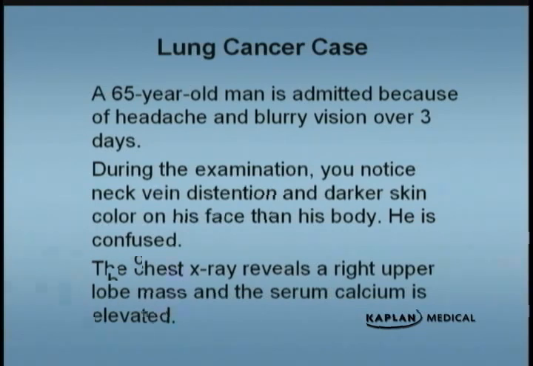So a couple things you have to think about here that are very important. This guy comes in with a headache and blurry vision over about 3 days, and then on the examination it shows neck vein distension. The color is different. He's darker, right, in his head and his face than the rest of the body. He's confused. And then you do a chest x-ray and you got a right upper lobe mass, and on top of that this patient has hypercalcemia. So right away you should think a couple of things related to this syndrome. This patient has this very interesting syndrome called superior vena cava syndrome, and we'll talk about what to do with this case a little bit later.